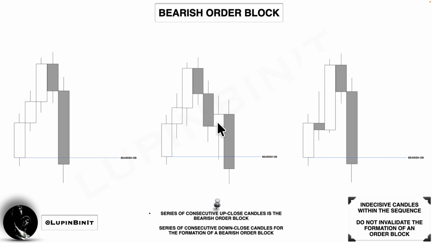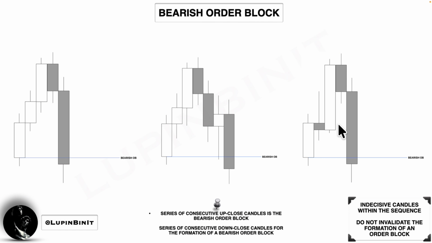Now, the reason why we are still deeming this a valid formation of an order block is because this candle is an indecisive candle. An indecisive candle is when the wicks are larger than the bodies. So the range of the wick on either side is larger than the range of the body. That's how we identify an indecisive candle. So, a footnote on the bottom right, simply stating the fact that indecisive candles within the sequence do not invalidate the formation of an order block.